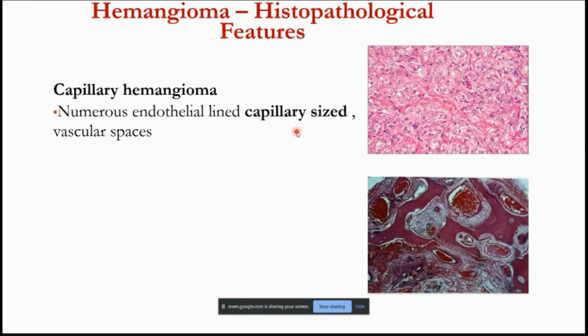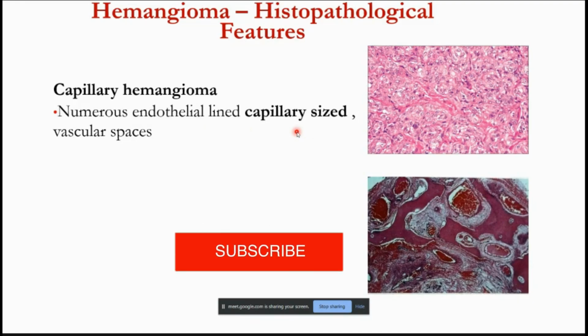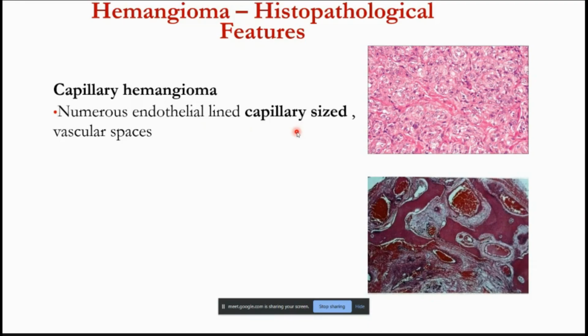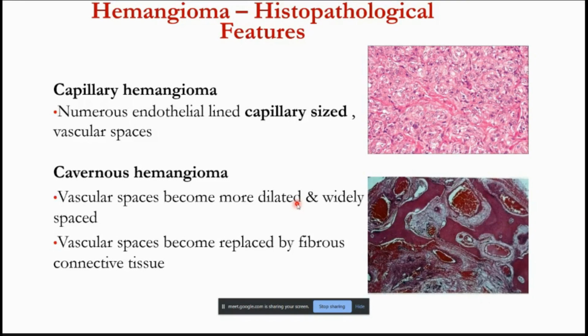There are different sized arteries, if you remember from your anatomy and histology. There are small-sized arteries, which are your capillaries, then medium-sized arteries, then large-sized arteries like your aorta in the heart. So these are capillaries, what we are seeing here, and they're numerous, plenty. And you will also see how the endothelium is giving rise to newer small capillaries.